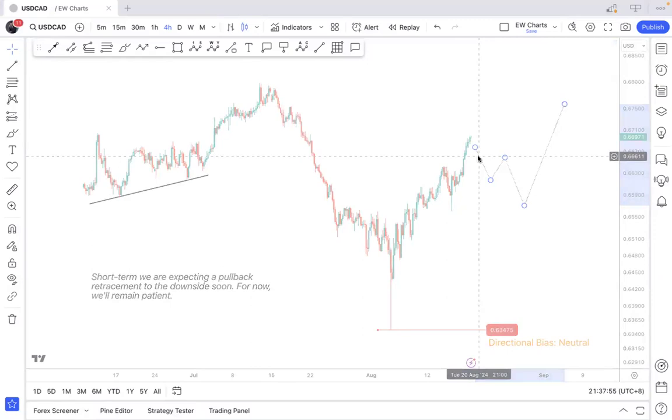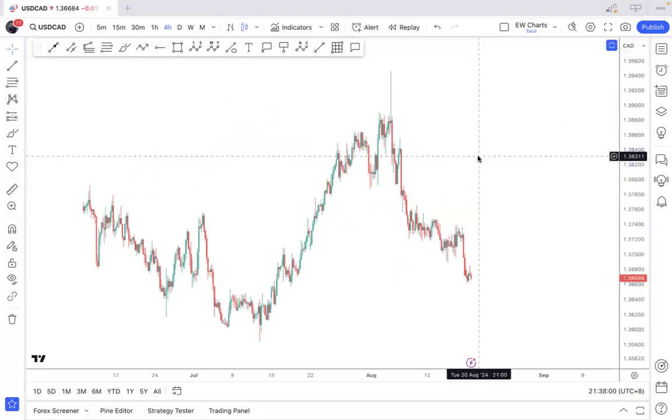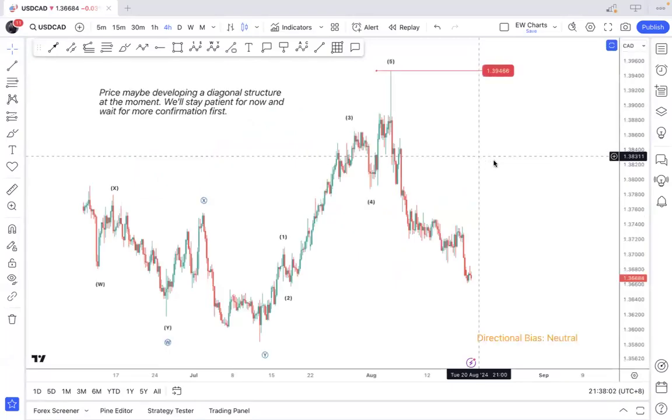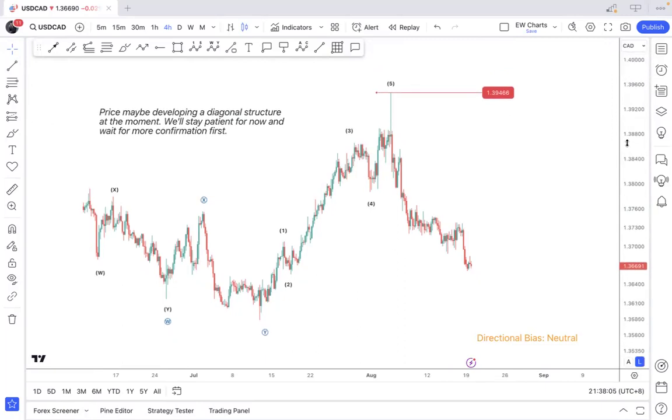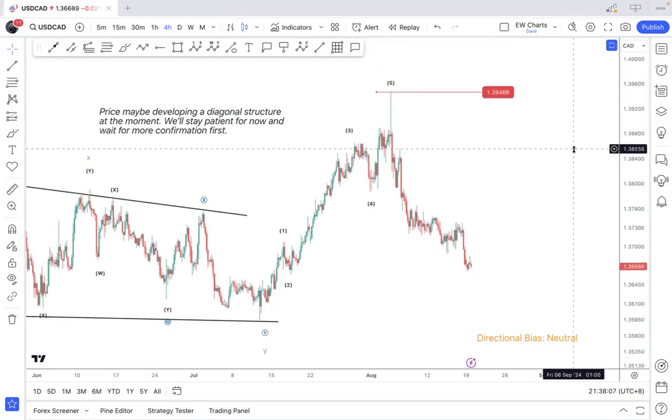Then we have the dollar CAD. Dollar CAD, again, something to note because tomorrow we have the CAD CPI. So that data is obviously important. It might create some volatility in the market.